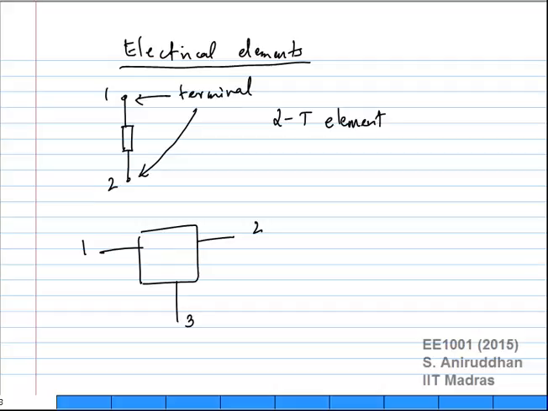Can anybody give me an example of a three-terminal element? A transistor, right? You will learn more about a transistor in the analog circuits course. You will learn more about the transistor from the point of view of circuit design and analysis in the analog circuits course. If you want to know what goes on inside the transistor, you will learn more about that in the solid state devices course. Okay?